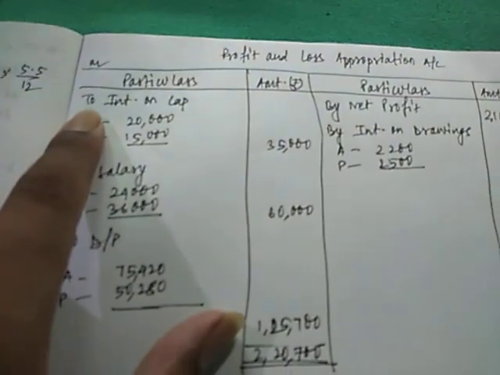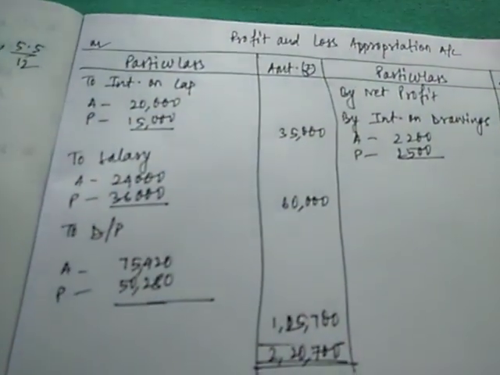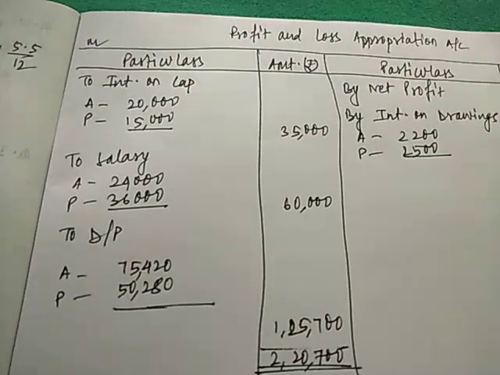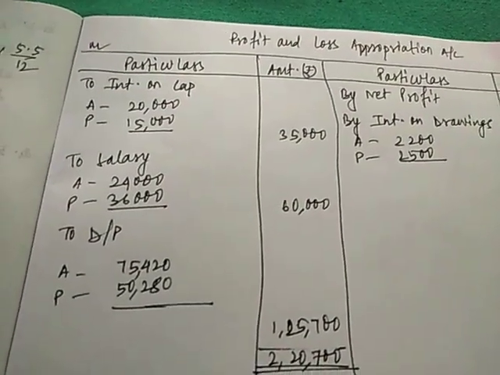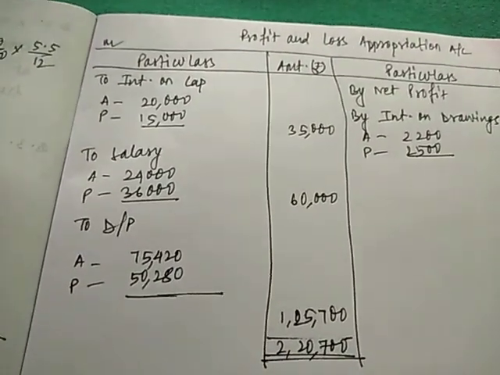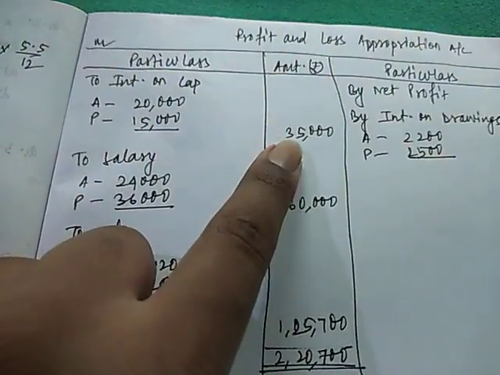On the debit side, you can see, first of all, we have interest on capital. As in the question, it was told interest on capital is allowed at the rate of 10%. So 10% of 2 lakh and 1,50,000 for A and P gives us 20,000 and 15,000. This will add up to 35,000.